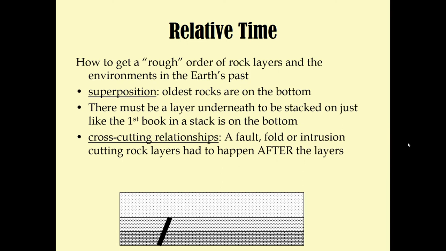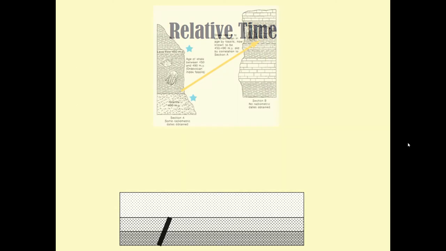The next feature is called cross-cutting relationships. So that means if we have a fault, which is a crack in the rocks, a fold, the layers being bent, or an intrusion, which is a melted rock injected into those layers, whatever layers it cuts, that had to happen after the layers, because the layers had to be there first in order to be cut.